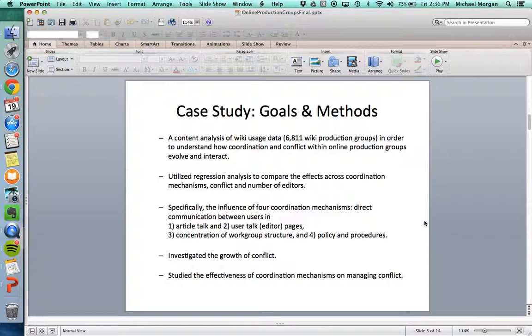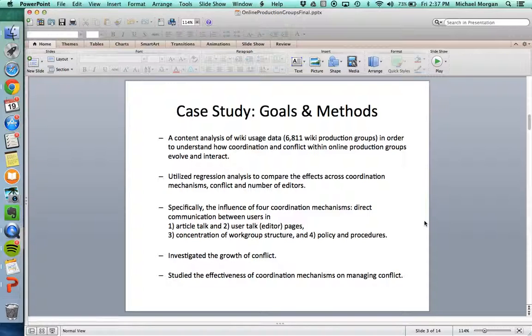But specifically for coordination, they were looking at 4 different mechanisms. These mechanisms included direct communication between users in article talk, as well as user talk pages. User talk pages are the editorial pages, mainly for editors, and the article talk pages were where contributors communicated about their articles. The concentration of work group structure is really about the concentration of the number of editors involved in working on articles, as well as policy and procedures.